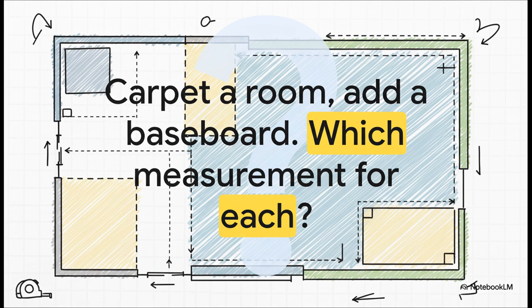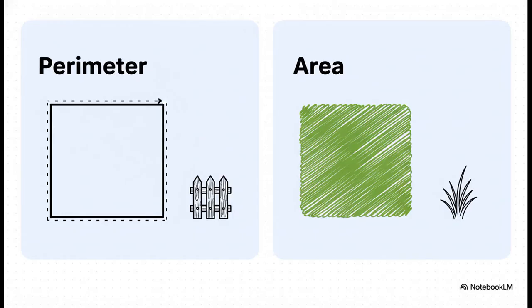You're redecorating. You need carpet to cover the entire floor, and you need baseboard trim to go all the way around the edges of the room. So which measurement is for the carpet and which one is for the trim? If you said perimeter for the baseboard and area for the carpet, you absolutely nailed it. And here's a super simple way to remember that forever.